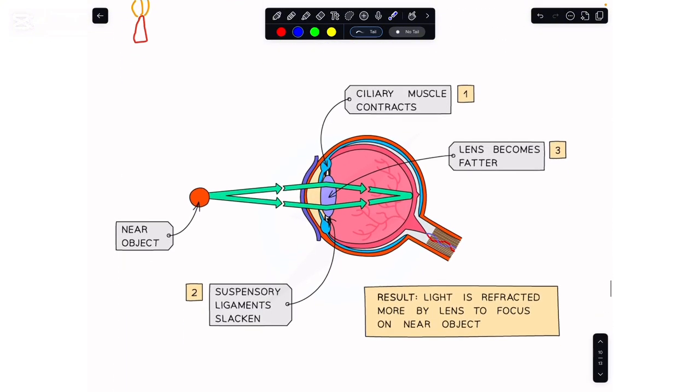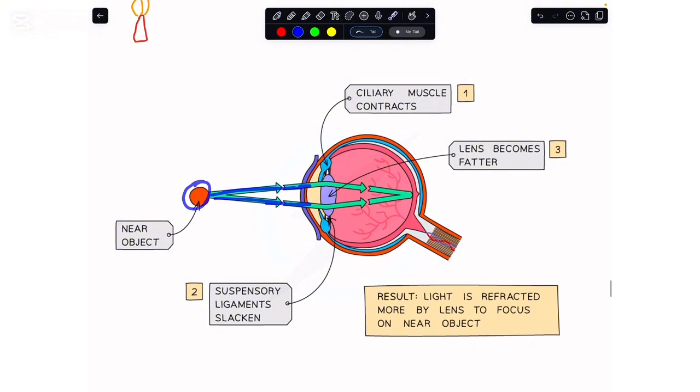Now, in the diagrams that come in your exam, whenever the examiner gives you light rays that go like this, it means this is a nearer object. They are initially refracted by the cornea and then refracted more by the convex lens. As a result, these light rays are focused on the retina, and in this way we are able to see the nearer object.